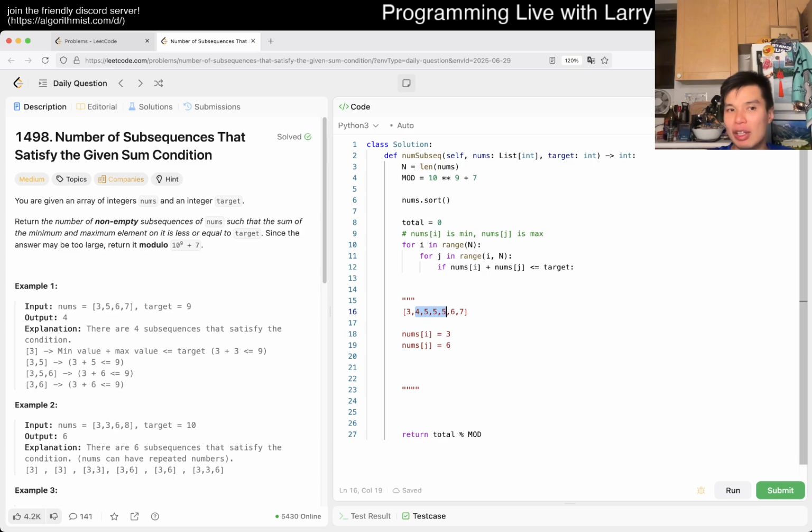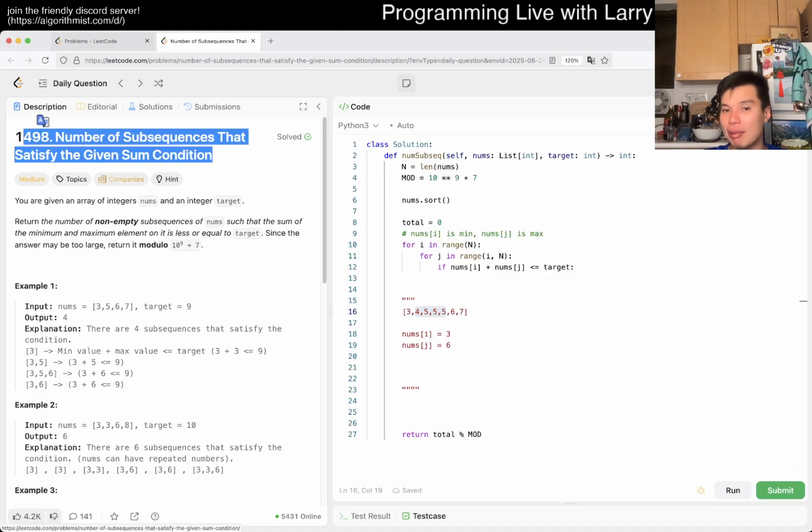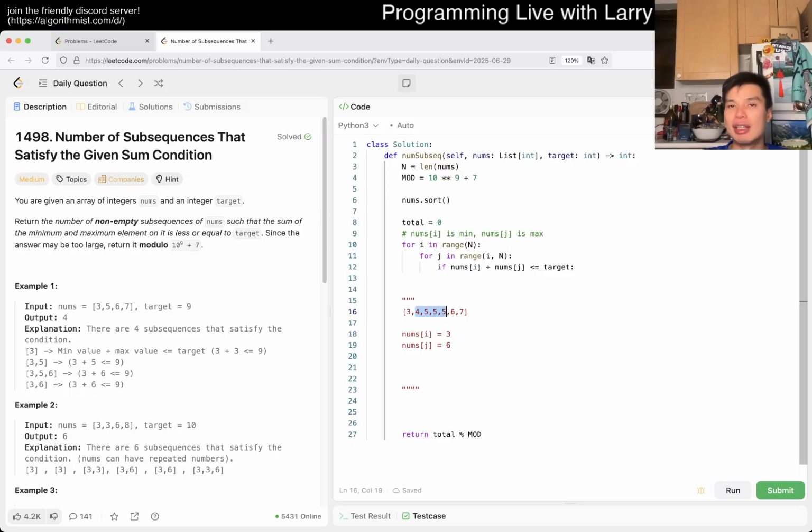Because it doesn't change the condition, the sum condition that's outlined in this problem. And if there are 4 numbers in between, and each one could be on and off, or selected or not selected, then it's 2 to the 4. And that's it. So maybe you can write something like total power of j to the, or j minus i, or sorry, i minus j minus 1.